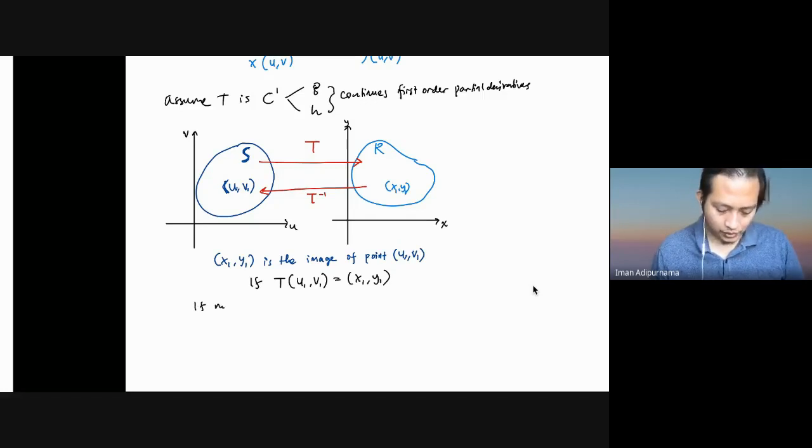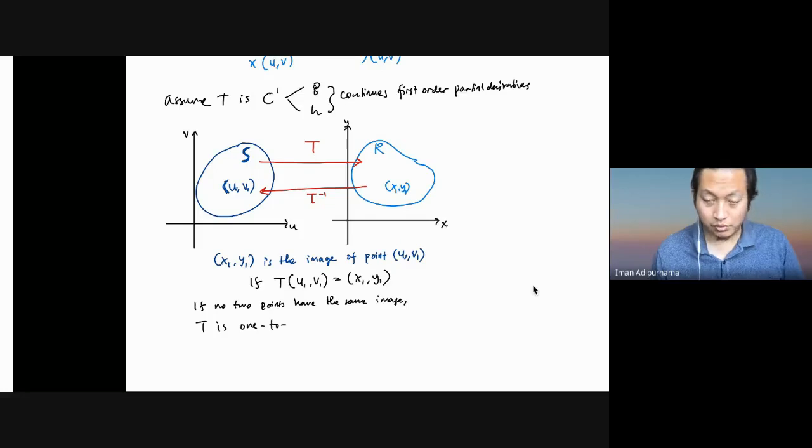And if no two points have the same image, meaning that T is 1 to 1. It's similar in meaning to 1 to 1 functions, in which you can have the inverse, right? So T transforms S into region R.